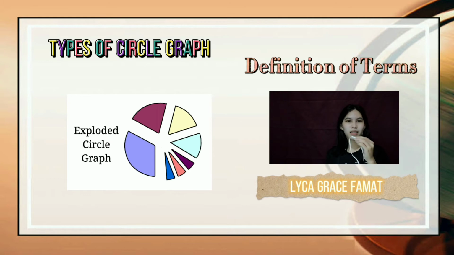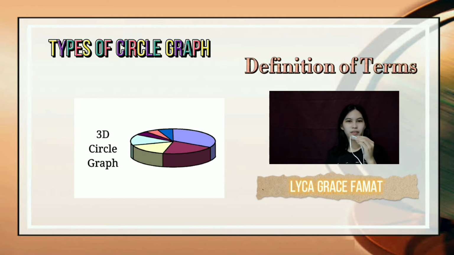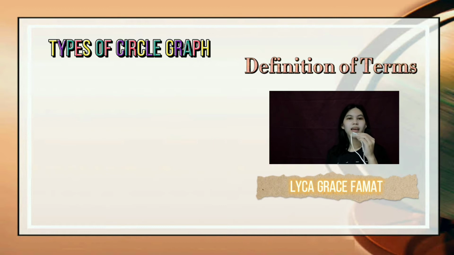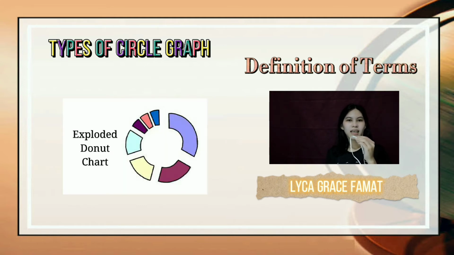Next is the exploded circle graph. In this graph, the slices are exploded out in order to show details or to highlight a particular section. Next is the 3D circle graph. This graph is often used for aesthetic reasons. Next, the donut chart. It looks just like a basic circle graph, but with a hole in the center. Lastly, the exploded donut chart. It looks like a donut chart, but the slices are exploded out.